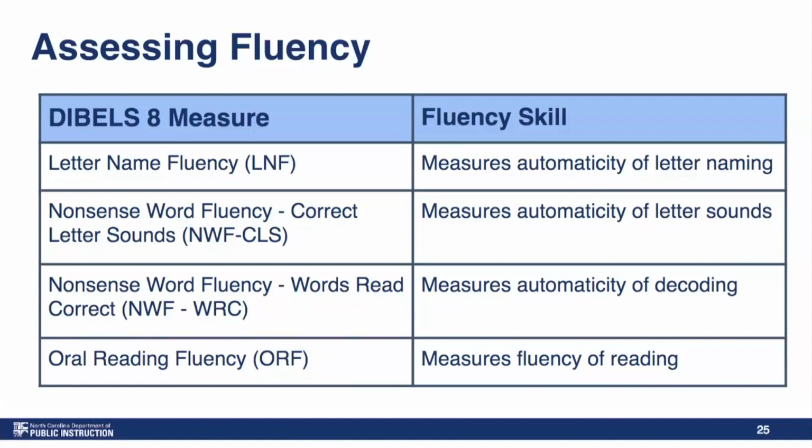Letter naming fluency is going to be assessed in kindergarten and first grade. It's going to measure the automaticity of letter naming. Nonsense word fluency is going to be assessed in grades K-3, and it will measure the automaticity of letter sounds and also automaticity of decoding. And then oral reading fluency is going to be measuring fluency of reading. After students read an on-grade level passage for a minute, they're going to receive a score for the words correct and then an accuracy percentage. Both of those scores are going to be critical to analyze and both equally important.